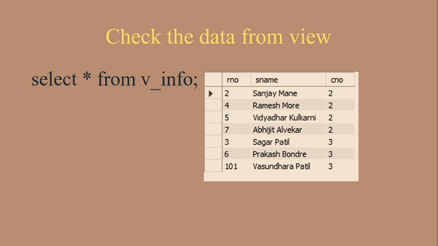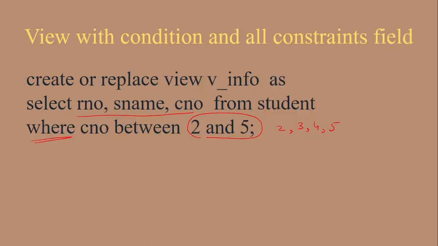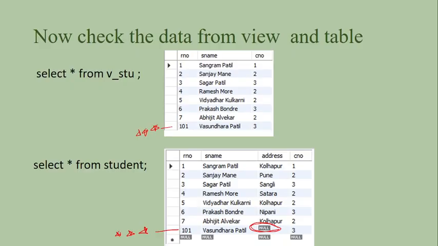So if you check select star from v_info, now in the previous example we have all the roll numbers 1, 2, 3, 4, 5, 6, 7, 101 and all the courses 1, 2, 3, 3.